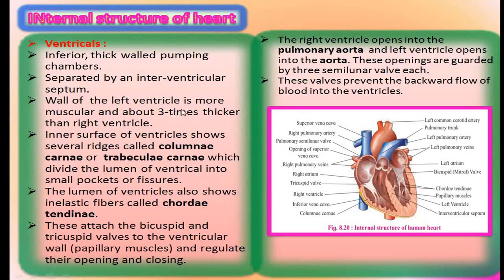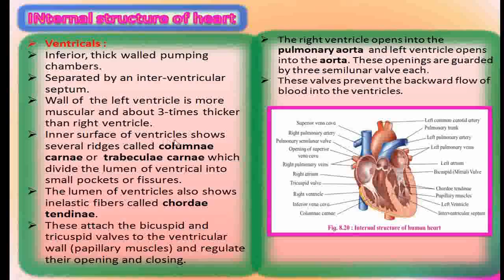The wall of the left ventricle is more muscular and about 3 times thicker than the right ventricle. Why is it thicker than the right ventricle? Because it has to pump the blood to the body parts. In the left ventricle, the blood is pumped into the body parts. Hence, its wall is thicker than the right ventricle.